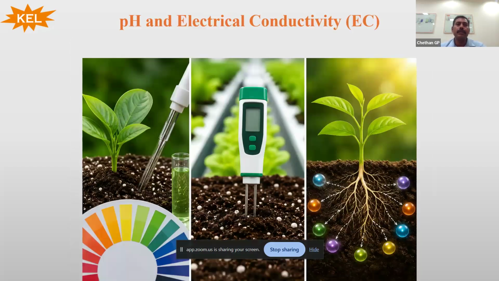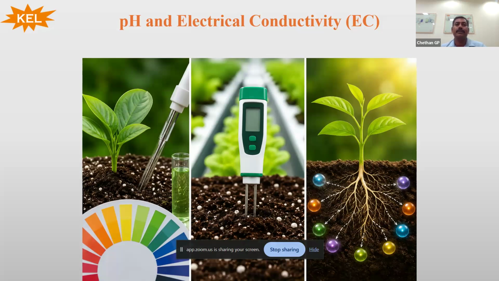The chemical properties of the substrate are just as important as physical properties. Two of the most critical parameters are pH and electrical conductivity. pH determines nutrient availability. Most horticulture crop performance is best when substrate pH is maintained between approximately 5.5 and 6.5. Outside this range, essential nutrients become less available even when present in sufficient quantity.